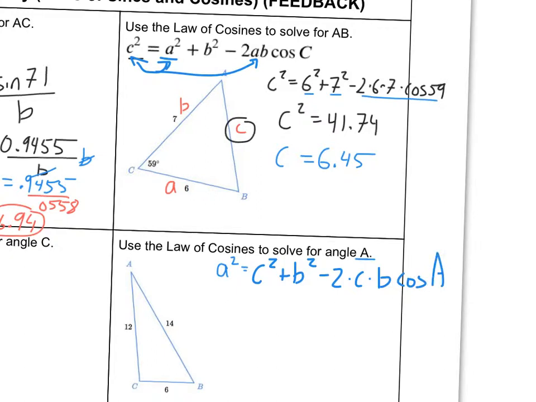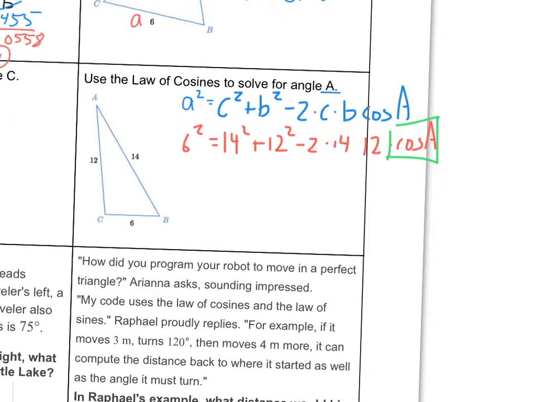Plugging stuff in. A is going to be 6, so 6 squared. C is 14, 14 squared. B is 12, so that's going to be 12 squared minus 2 times 14 times 12 times cosine of A. And here we have to be really, really careful. We're trying to get cosine A by itself. So what that means is that we've got to move the other stuff to the other side, and that we've got to kind of simplify some things first.